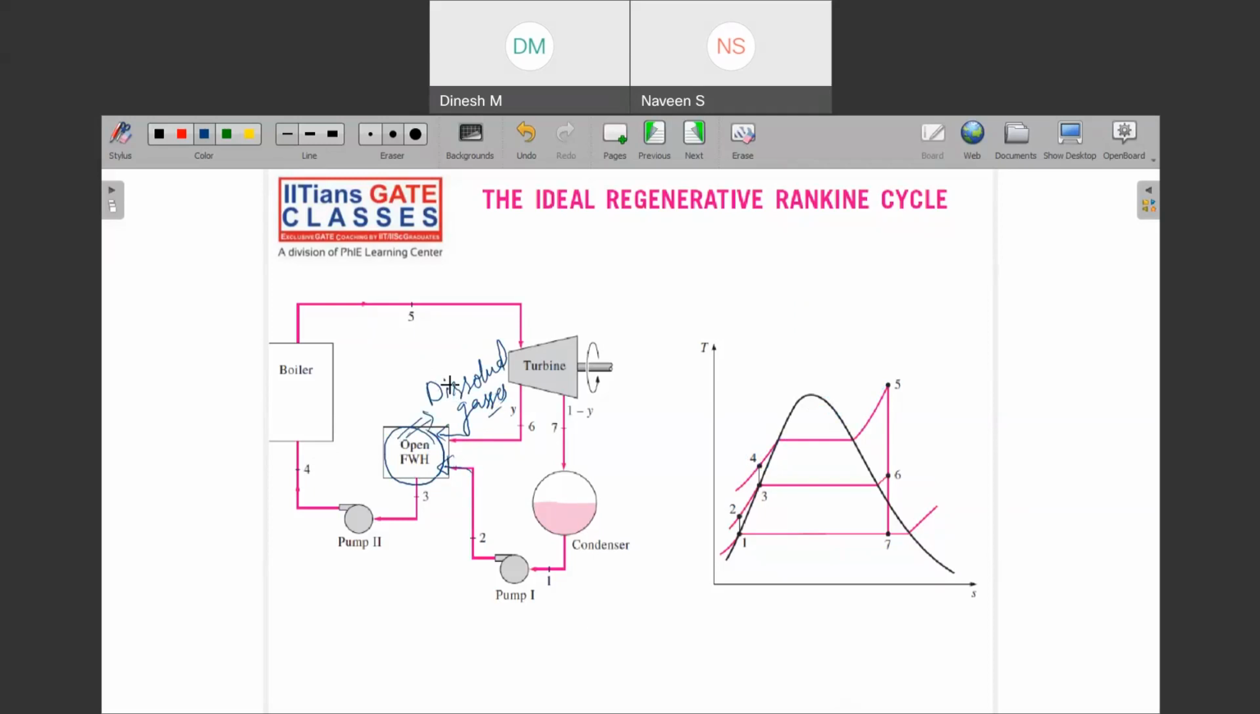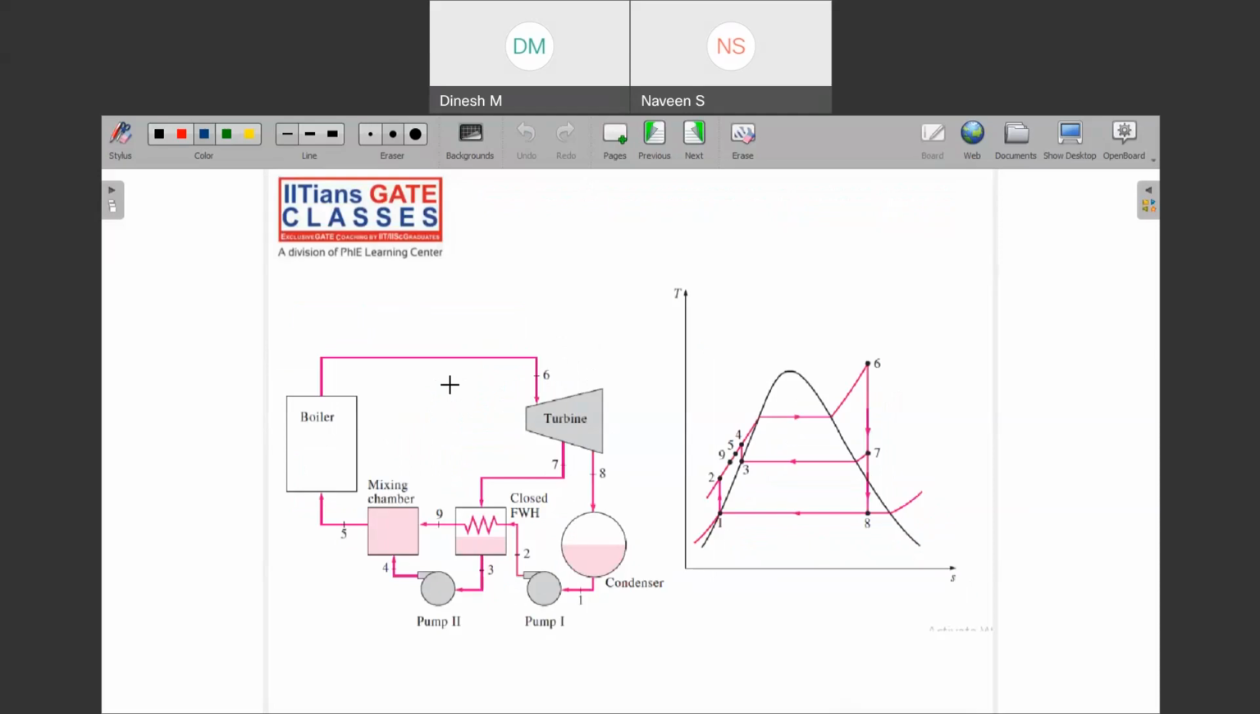Okay, and then there is one example of, this is an example of a closed feed water heater. So what happens here is that the process is initially the same, but can you see one thing, that again you have extracted some heat, but you have not allowed it to mix with whom? The condensed one. The condensed one which is coming into what? Into the pipe, and the extracted steam is into what? Closed feed water heater.